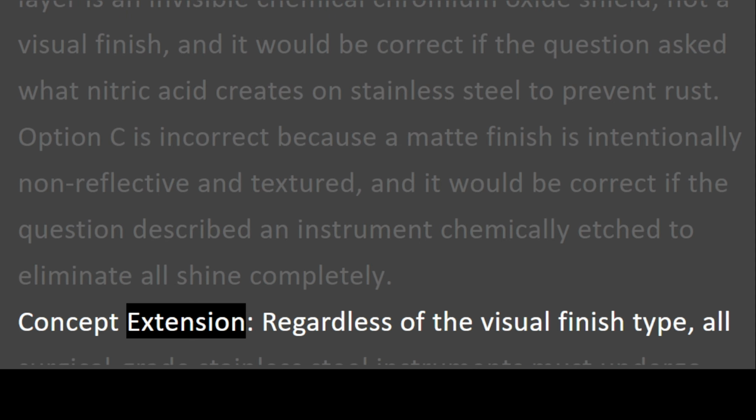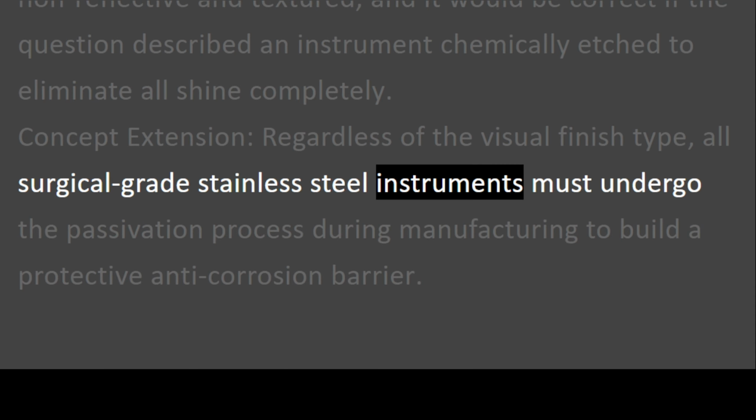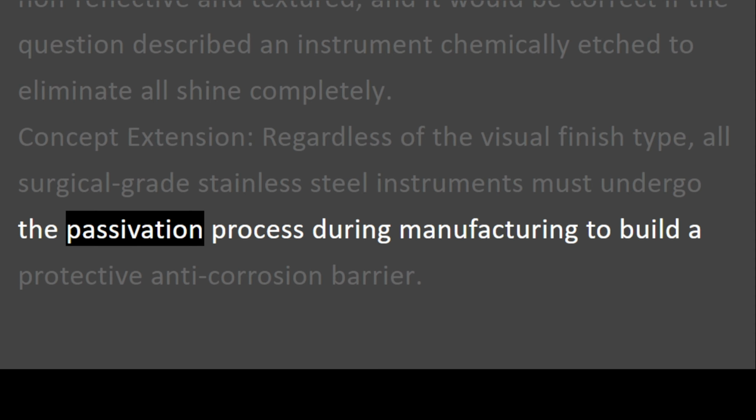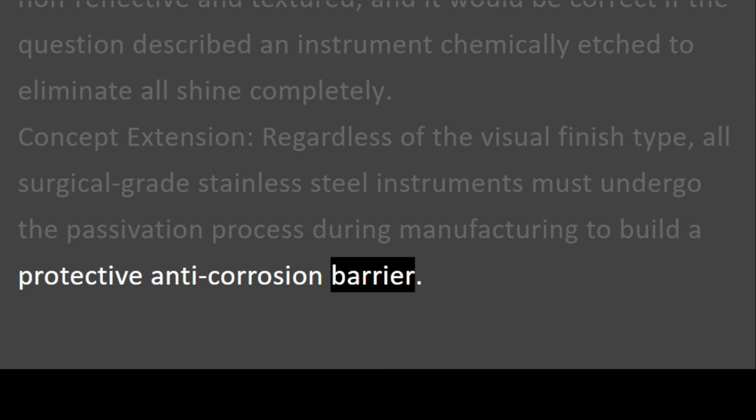Concept extension. Regardless of the visual finish type, all surgical-grade stainless steel instruments must undergo the passivation process during manufacturing to build a protective anti-corrosion barrier.